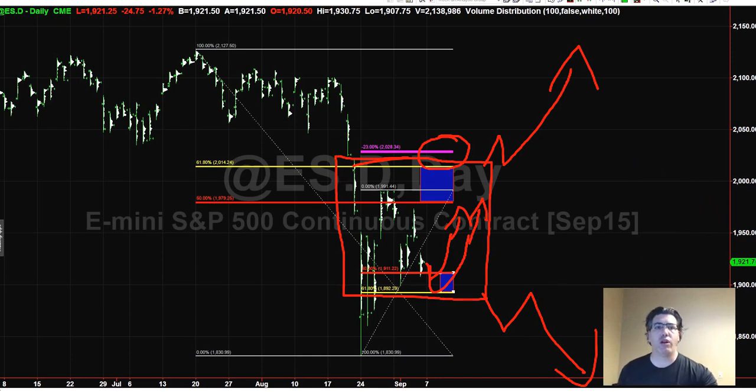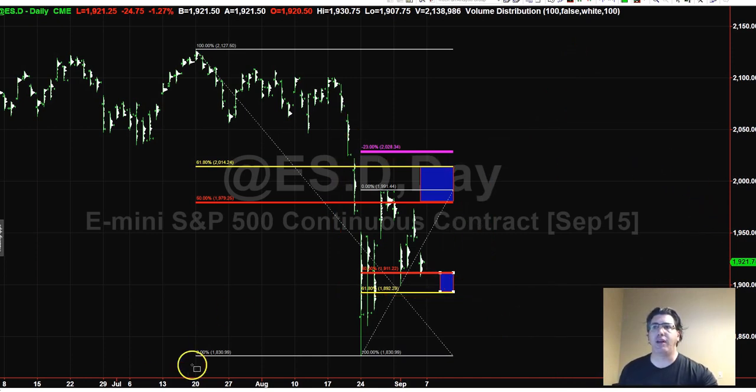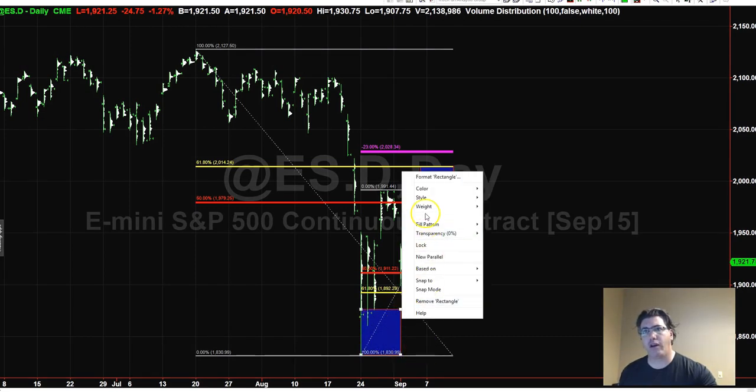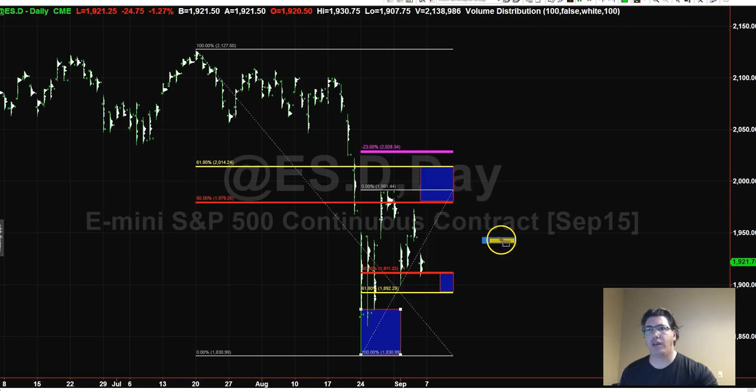The next thing that I want to do, let's erase that, is look at where the areas are that are poorly auctioned. If we look right from here down to here, this area is poorly auctioned, and I'm going to change that fill color. Then if I look above, I can see that this area is poorly auctioned as well.